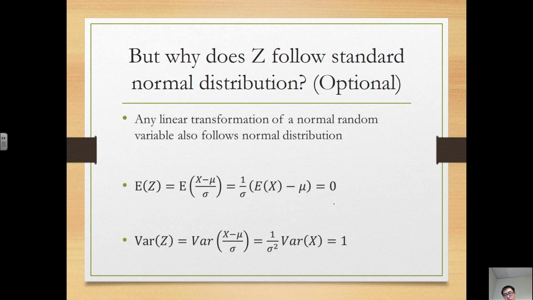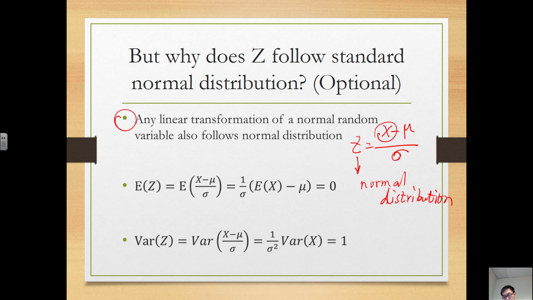And also, you can use the properties of expectation. Using the first property, we can say that z, because you calculate z by x minus mu divided by sigma, is a linear transformation of x. So z will also follow a normal distribution, right?